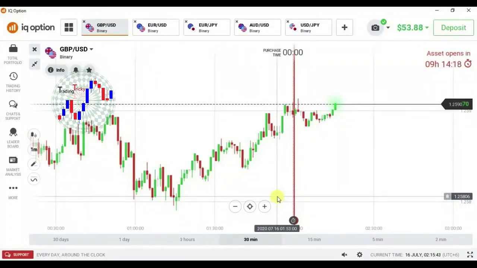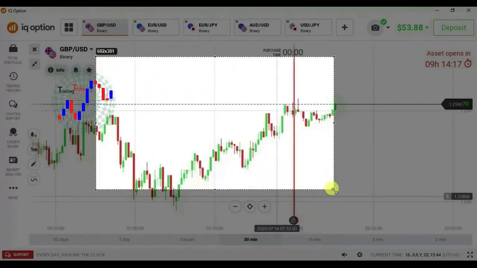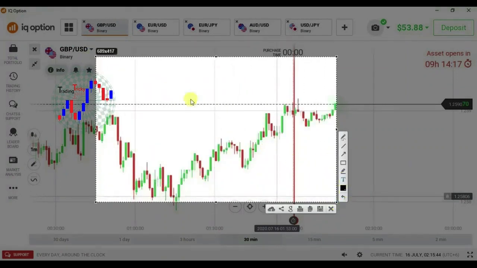Okay, let's talk about the round numbers. Round numbers are numbers that contain 0. So let me show you. As you can see, every number has 0 on the right side.